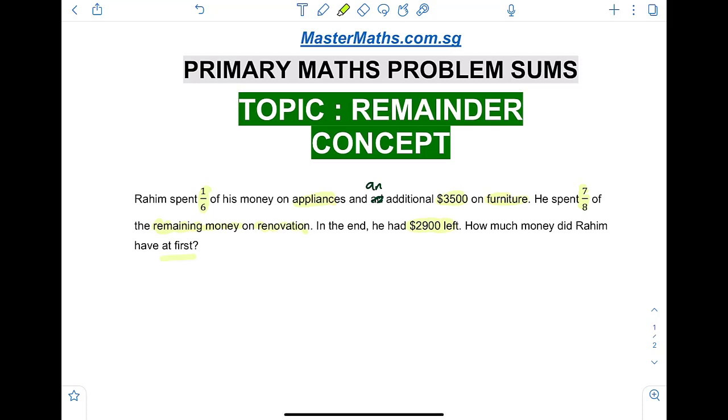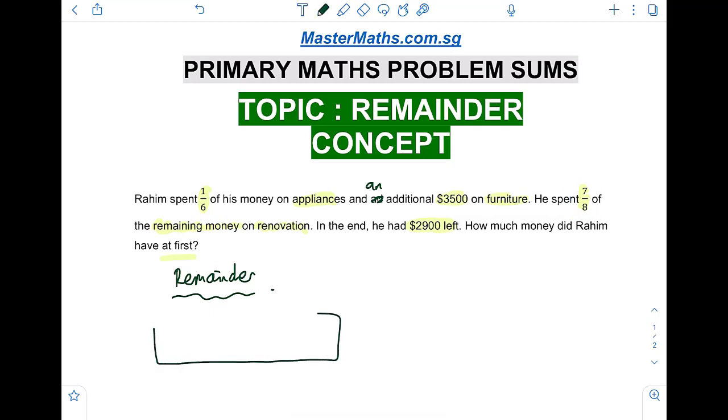Now, to do this remainder concept question, you can employ the branching method, or you can even draw models. Okay, so let me draw a model, and we'll first focus on the remainder section. This model I'm going to draw is for the remaining money, which is 8 units in total. Out of the 8 units, he spent 7 units, right?